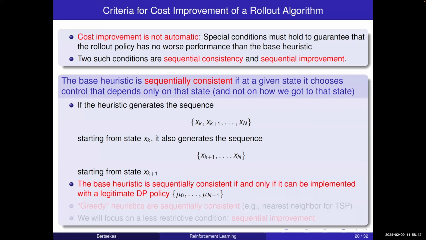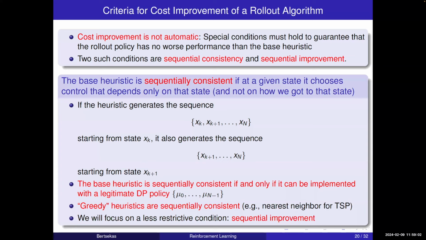Greedy heuristics are sequentially consistent heuristics. For example, the nearest neighbor heuristic in the traveling salesman problem. That's only dependent on the state, and we pick the next arc according to the minimum cost. So we're going to focus on the less restrictive condition, which is sequential improvement, which is the more general case.